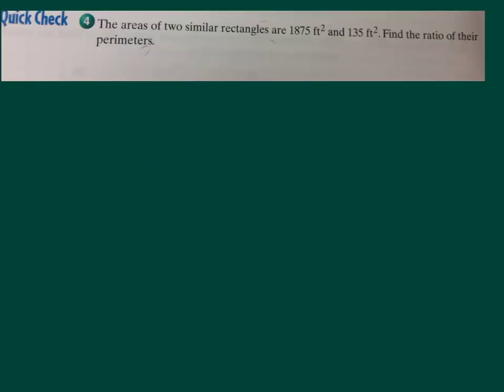In quick check number 4, they give you the area of two similar rectangles and ask you to find the ratio of their perimeters, which is the same as their similarity ratio. Please pause the video while you try to figure this out. Okay, the ratio of their areas is going to be 1875 over 135.